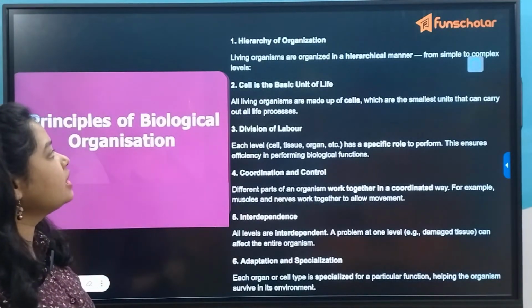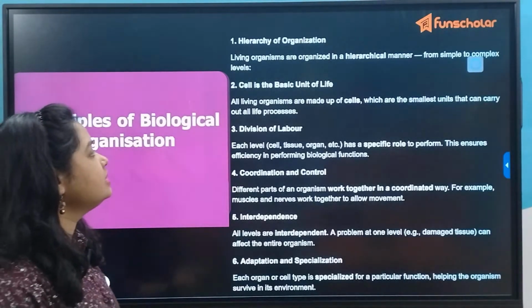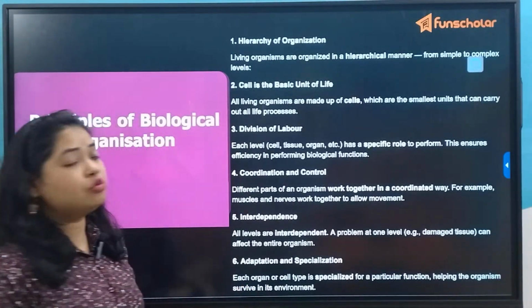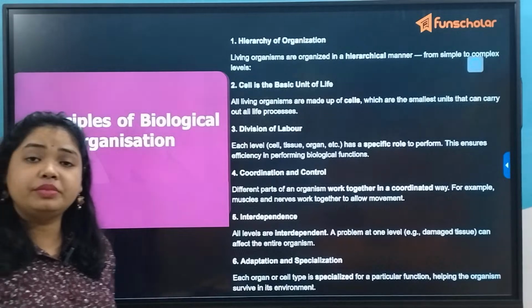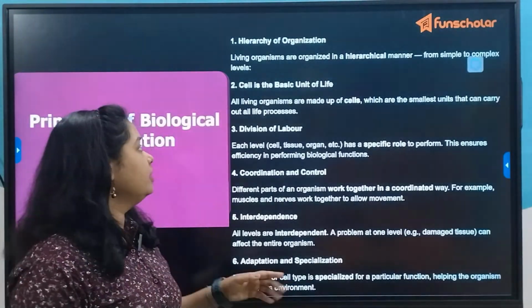First is the hierarchy of organization. That means living organisms are organized in a hierarchical manner, as I told you, from the most simple to the most complex level. Cell is the most simple level and biosphere is the most complex level.